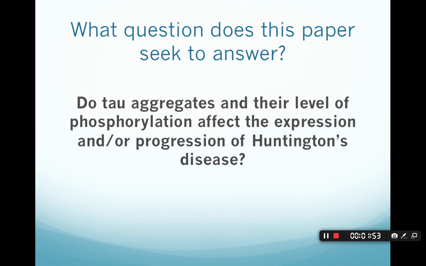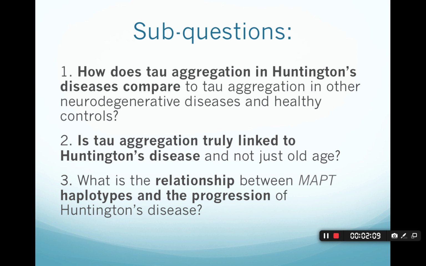Based on this background, the researchers set out to answer the following question: do tau aggregates and their level of phosphorylation affect the expression and/or progression of Huntington's disease? In order to answer this overarching question, the authors focused their research around 3 sub-questions.